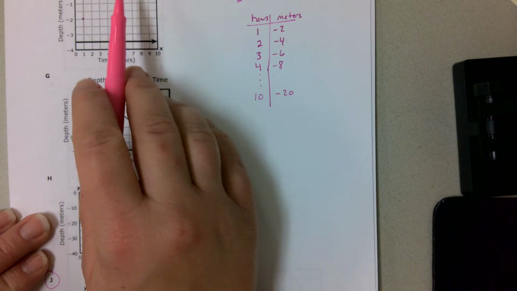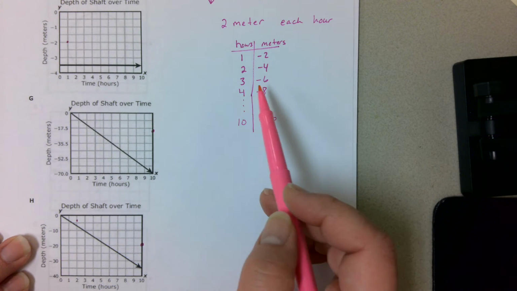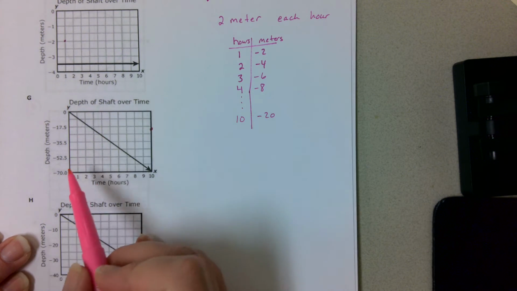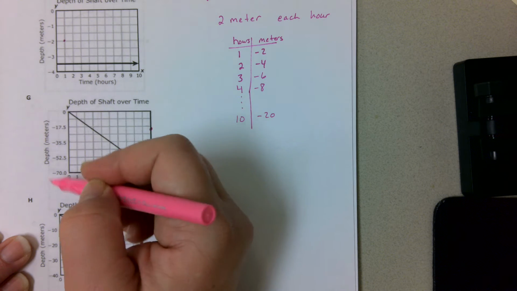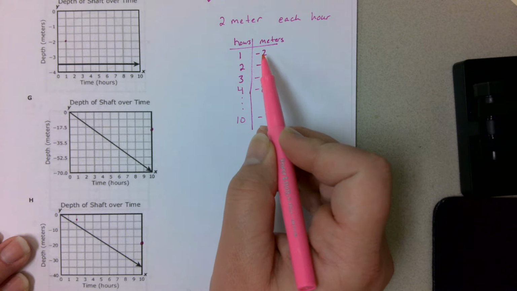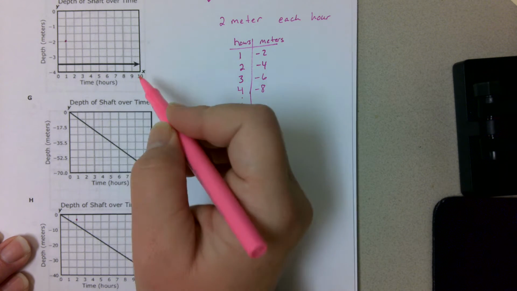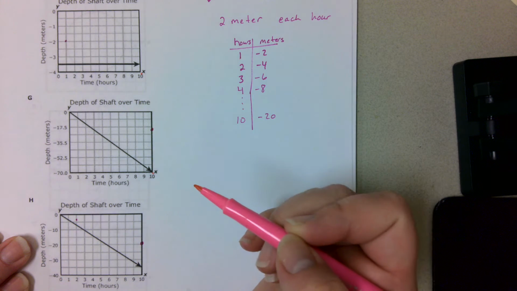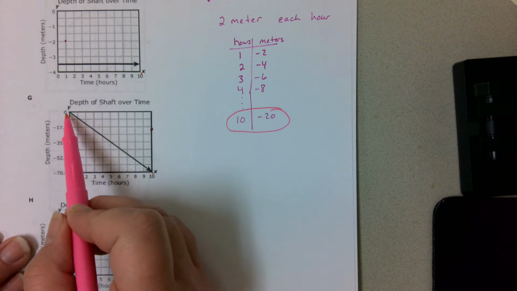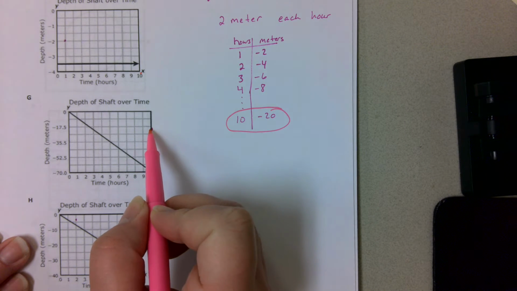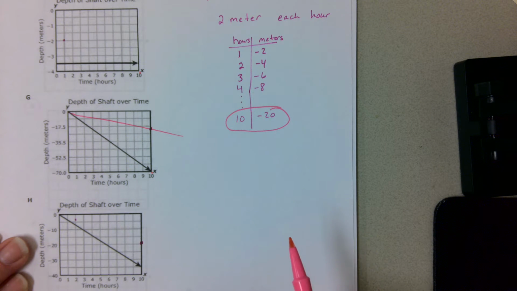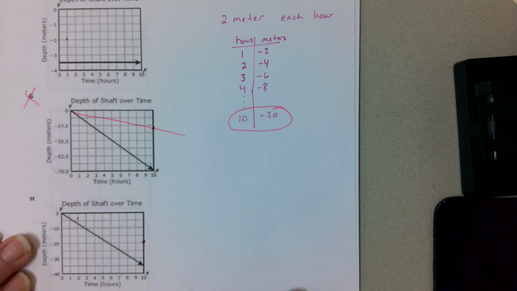And so what I did was I figured out 2 meters each hour and what that would look like here. Because in these graphs, a lot of these are going up or down by such a large number, it's hard to see, is that at 1, -2? So my best determining factor was looking at this 10 value and finding out 10, -20. So here I'm over 10 and down -20 is approximately right here. So my line should have been going approximately like this, which I don't see. So G is not correct either.